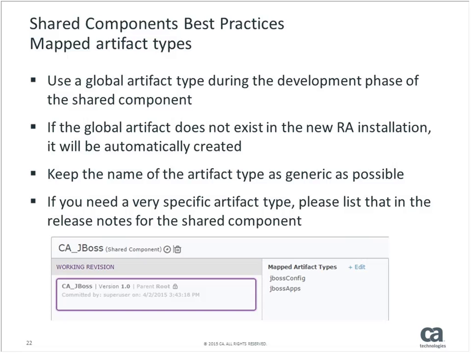But if you need a specific artifact type, we include it in the release notes. When you share this, it's highly recommended that you include a release note package on it so people understand, when they go read the release notes, what they need to do in regards to creating or making sure that they don't have this particular name being used for the global artifacts overall.